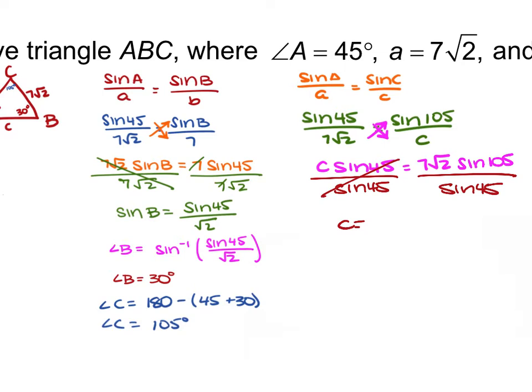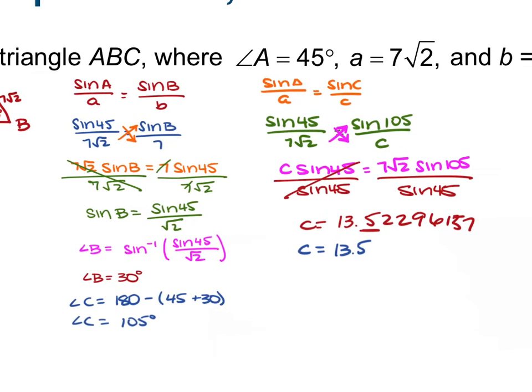And I get 13.5.2296157. I'm going to round to the tenths place, so that gives us a side length C of 13.5. So solving for a triangle means that you identify each angle and each side length.